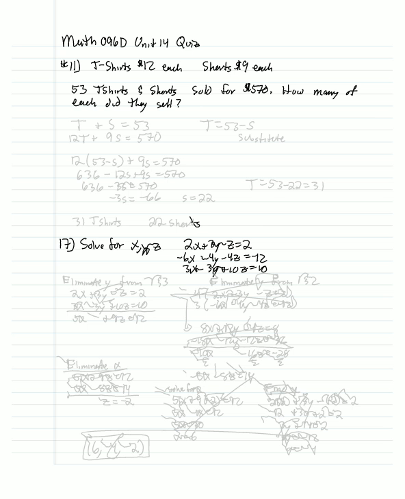From this you can get two equations to help you solve for the two unknowns. If we use T for t-shirts and S for shorts, T plus S equals 53, and 12 times T plus 9 times S equals 570. You could do an elimination by multiplying by -9 or -12, but I think it's easier to do a substitution, where you say T equals 53 minus S, and then substitute.